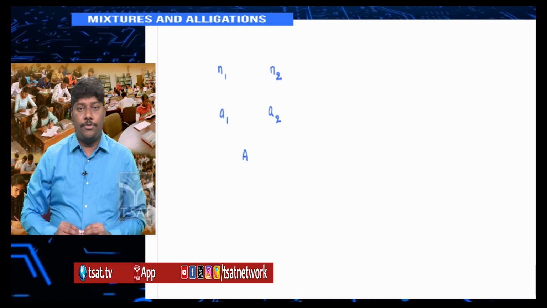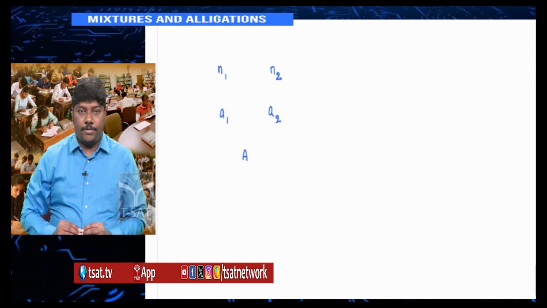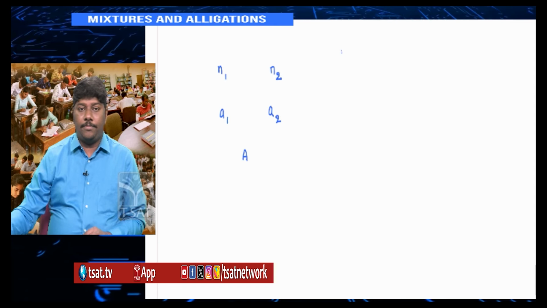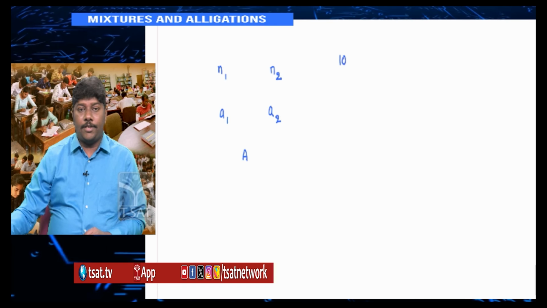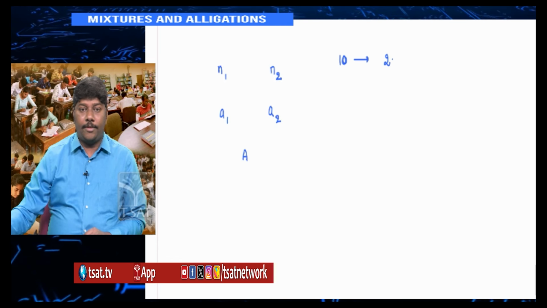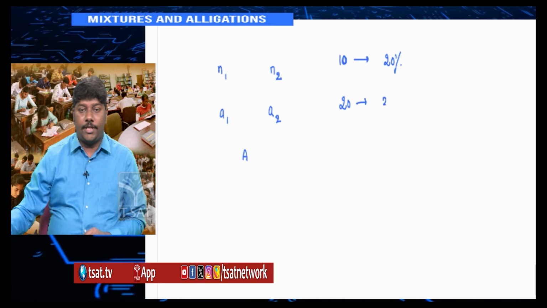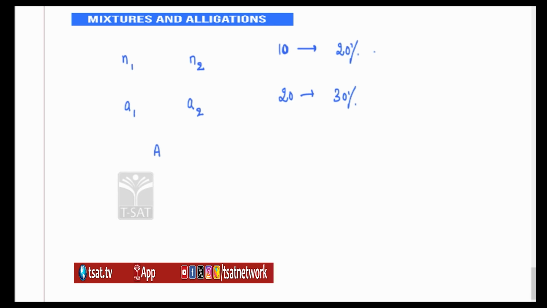But when it comes to mixtures, typical mixtures, N1 becomes, suppose I have 10 liters of a mixture, type 1 mixture, which consists of 20% milk in it. Another 20 liters of mixture consists of 30% milk in it. If you combine these two, okay, in the whole mixture, what is the percentage of milk present? Again it is the same thing, N1A1 plus N2A2 by N1 plus N2, you do it.